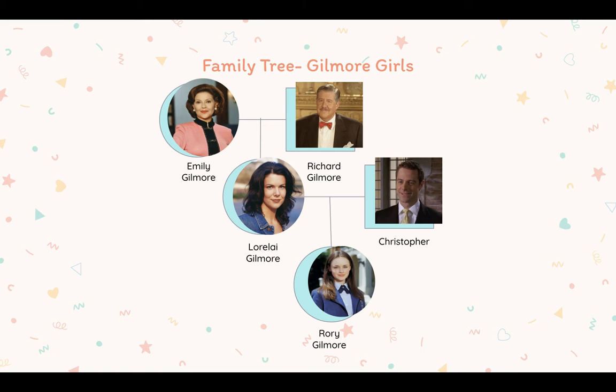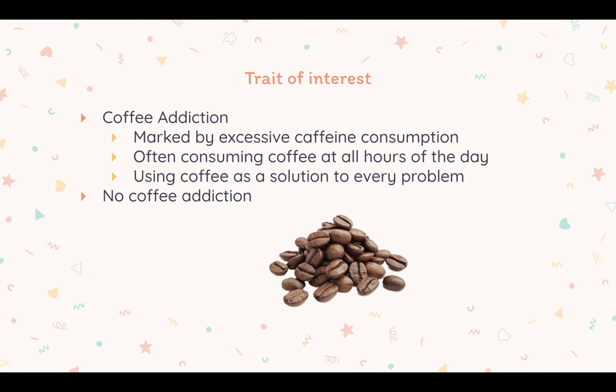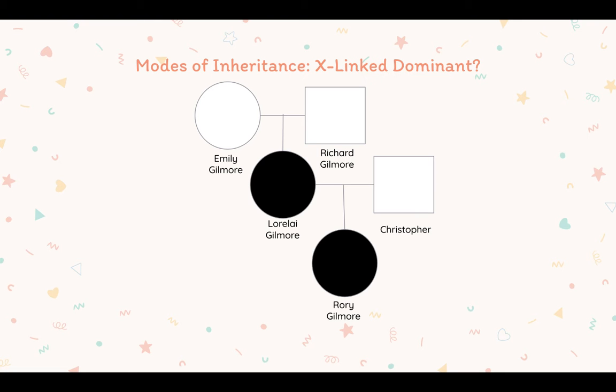The show that we're going to be going over is Gilmore Girls, and our trait of interest is coffee addiction. So, people who have this trait will consume an excessive amount of coffee every day, and those who do not show this trait will have no addiction to coffee. So, first, we're going to go through and see if this is consistent with an X-linked dominant pattern of inheritance.